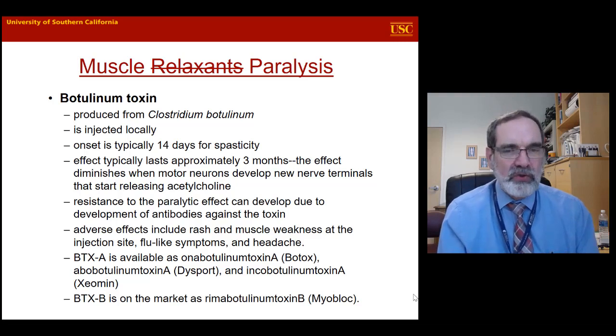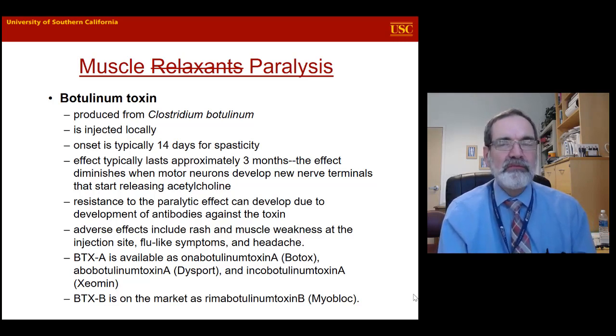The most well-known form of this toxin is Botox. It's a type of botulinum toxin A. There are other A's, and there's also a B. Botulinum toxin B is marketed under the name MyoBloc.